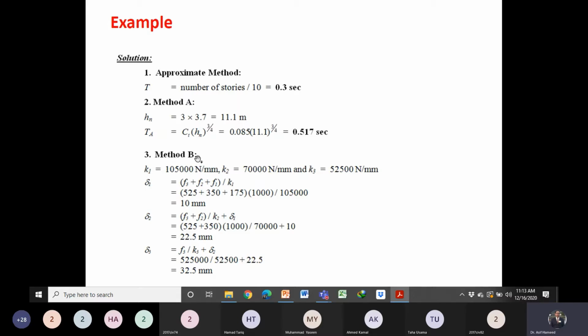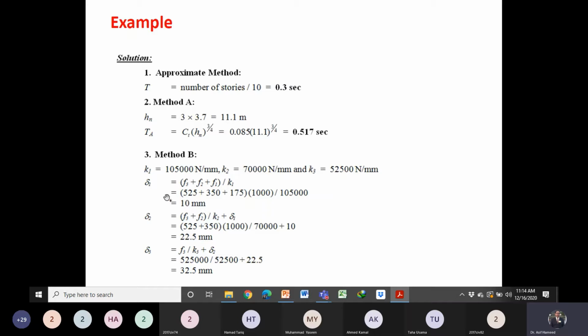Then we can calculate the time period by using method B of the UBC code. These are the stiffnesses of the different floors: stiffness of the first floor, second floor, third floor. Calculate the lateral displacement of the first mass at the first floor. So how can we calculate it? The lateral forces acting at this floor plus at all the floors above this floor: F1, F2, F3 divided by the stiffness of this floor, K1.